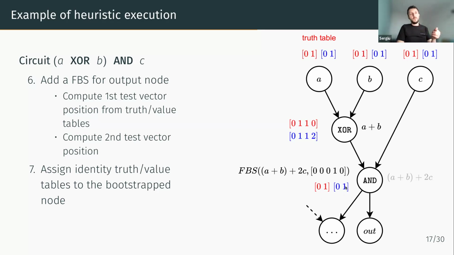So when we do it, we switch from the linear combination. We replace the linear combination of a node by the corresponding functional bootstrapping. We reset the truth and value tables to identity, and we continue the circuit traversal with these new truth and value tables. And we do it for all the nodes of a circuit. So these are the main three ideas which are used in the heuristic.